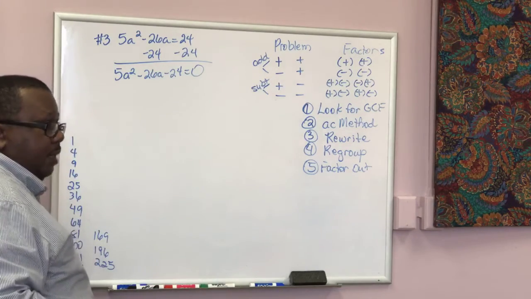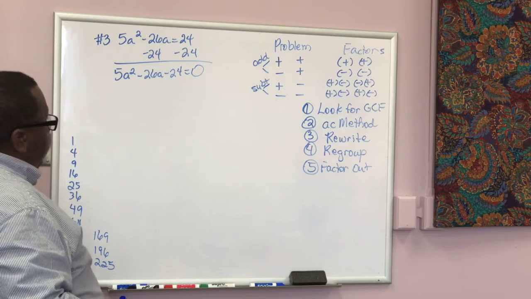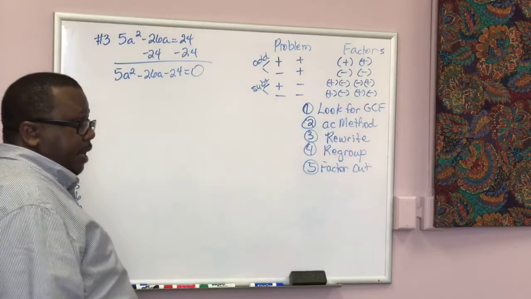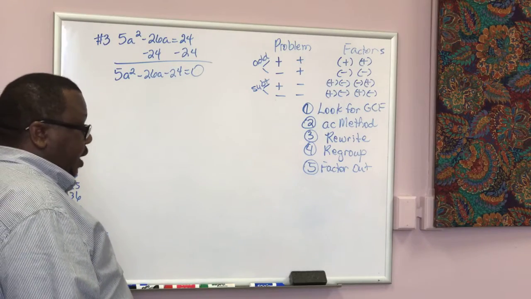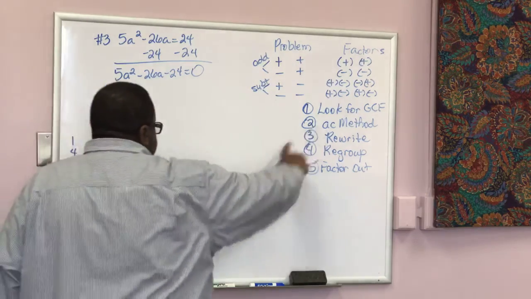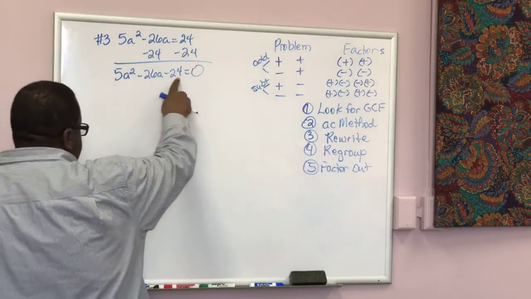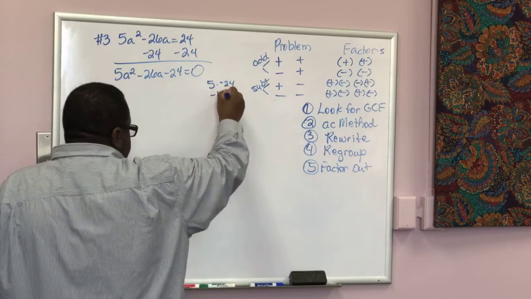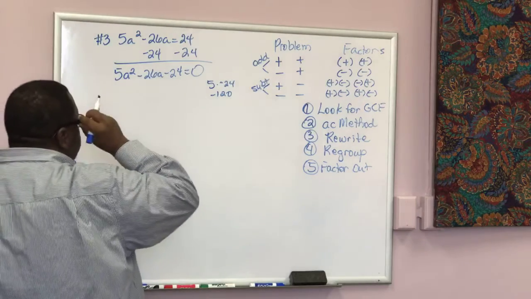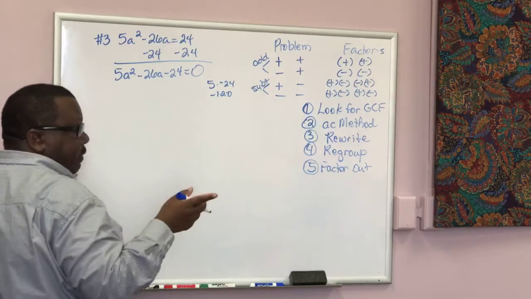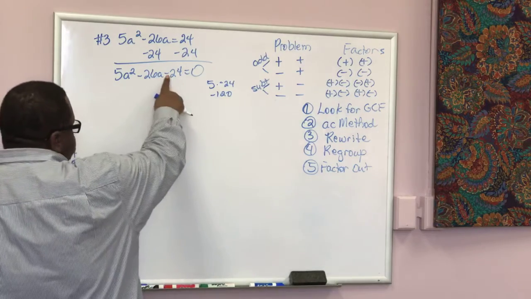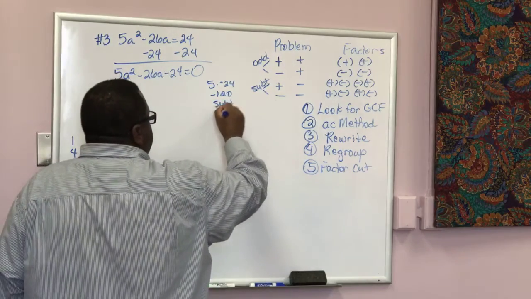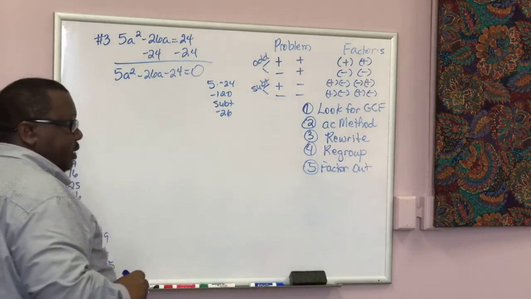0. All right? And now we do what? Look for a GCF. Do we have anything in common out of those three terms? No, we do not. So now we go to our next step, the AC method. Multiply the first term times the last term. Negative 120. Don't forget about your negative sign. Negative 120. And out of that, we have to find some factors that when we subtract, we get a negative 26.